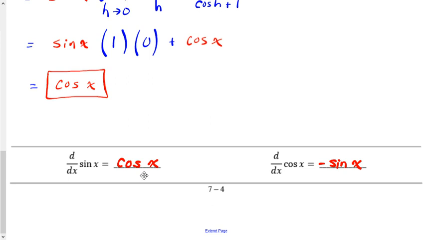We could go through all the same similar kind of steps to determine the derivative of cos x, but I'll just tell you. The derivative of cos x is negative sine x. These two derivatives are what we will use throughout the rest of this lesson. And here we have some examples.